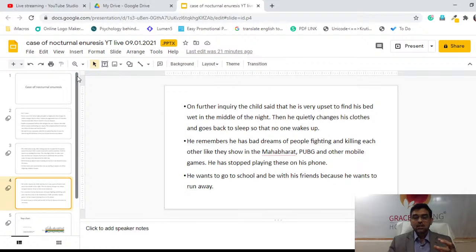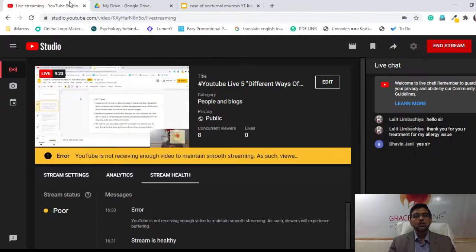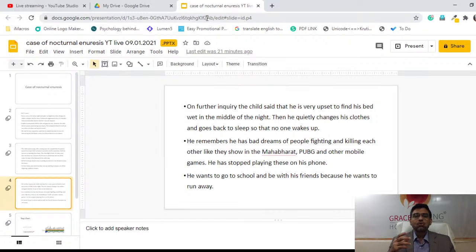Now, this was a simple case of nocturnal neurosis. Now, my dear friends, how do you interpret this case? You have seen a simple case. I just wanted to show today how to enter a case if you have not got a good case taking, or if the case taking is done and still you are not able to get the results from the patient.